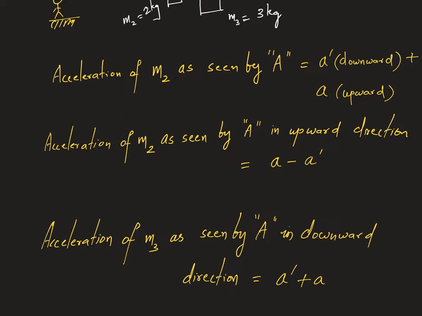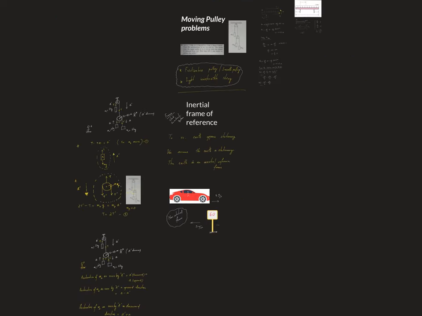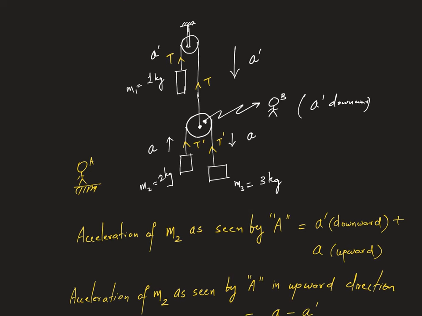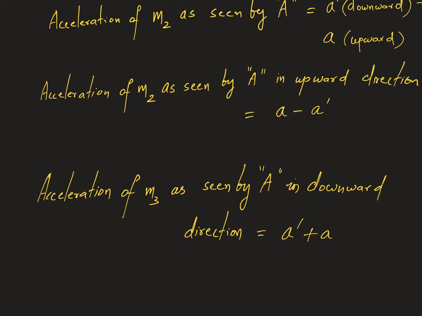Moving ahead. Similarly, what will be the acceleration of mass M3 seen by A in the downward direction? Let's go back. B itself is moving downward with A prime. Then with respect to B, this mass M3 is moving downward again with an acceleration of a. So the resultant will be A prime plus A. This is the acceleration of M3 as seen by A in the downward direction. Make sense? Now we can apply our equations.